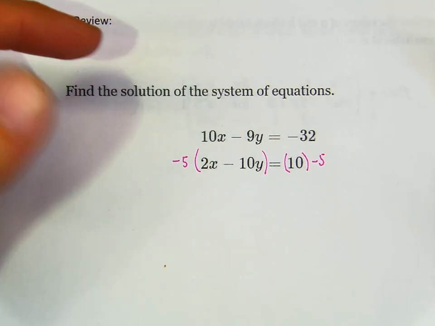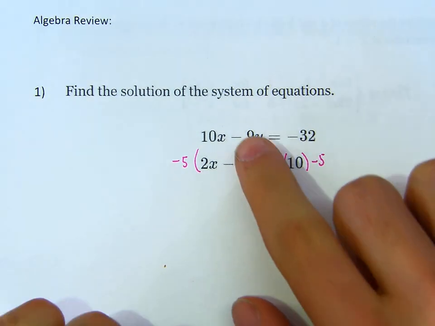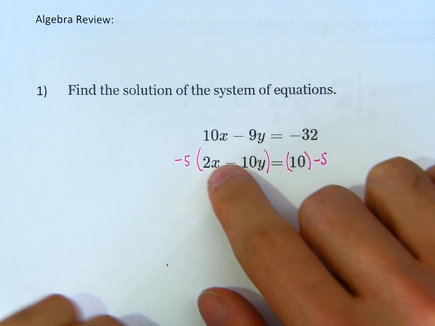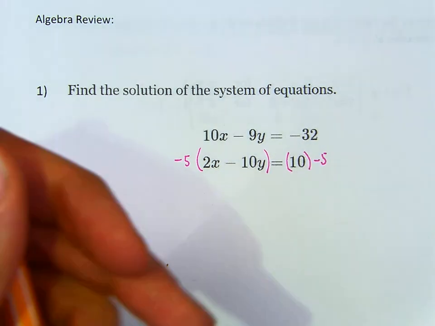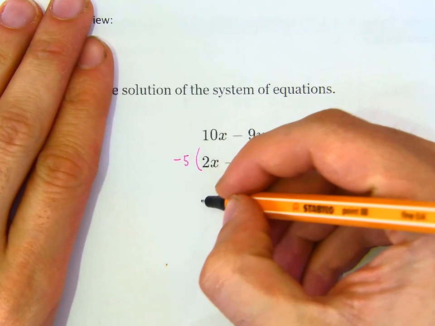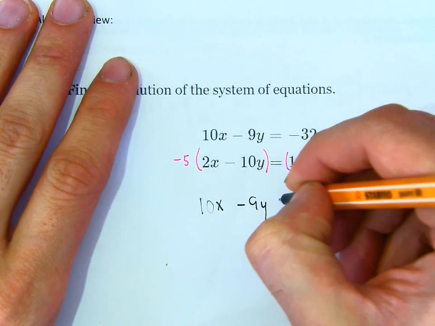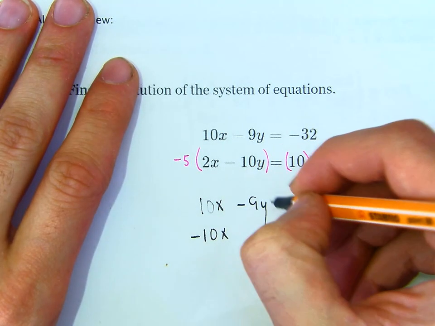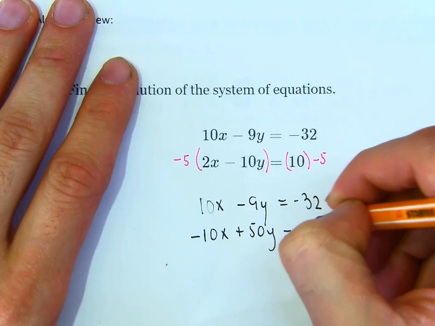In this system of equations, what do we want to do? You see how we have a positive 10x here? We want to get a negative 10x here. So what we're going to do is multiply the bottom equation by negative 5. The top remains the same, 10x minus 9y equals negative 32. But then the bottom becomes negative 10x plus 50y equals negative 50.